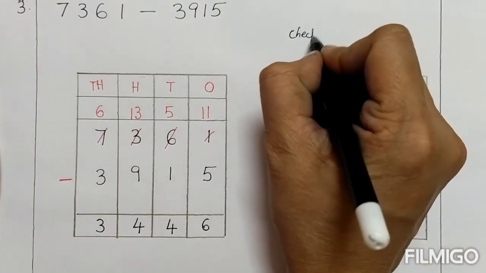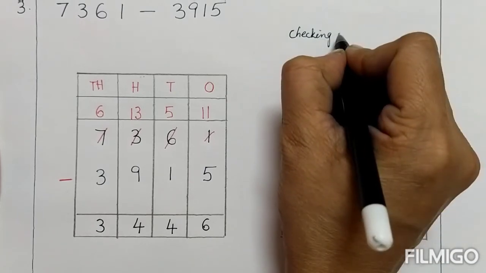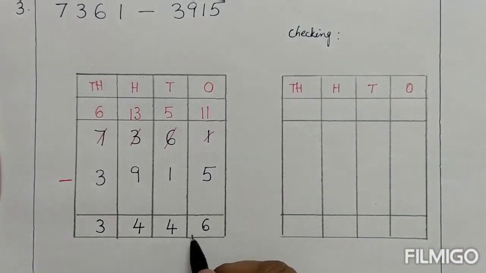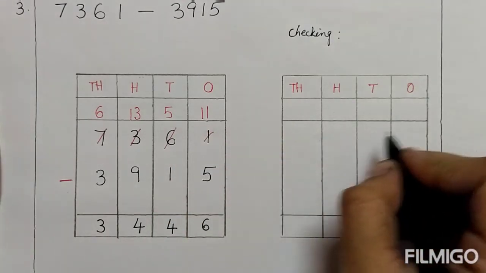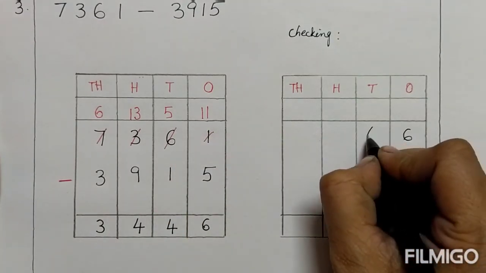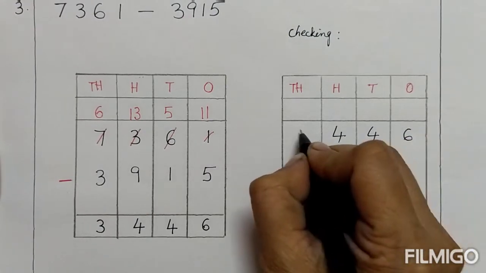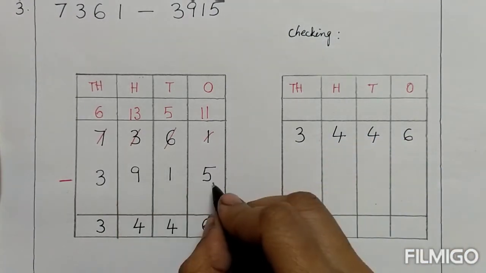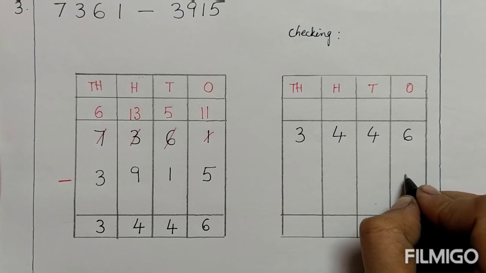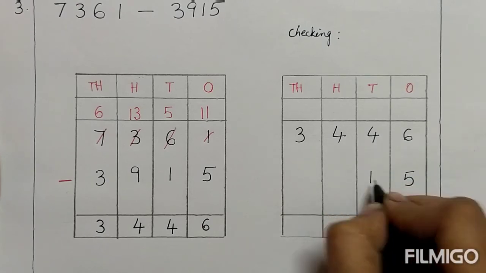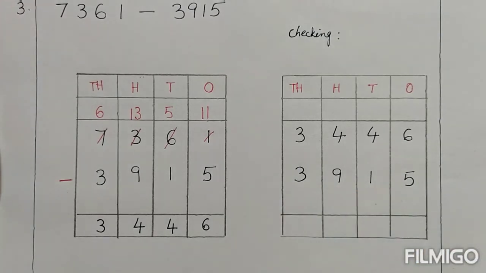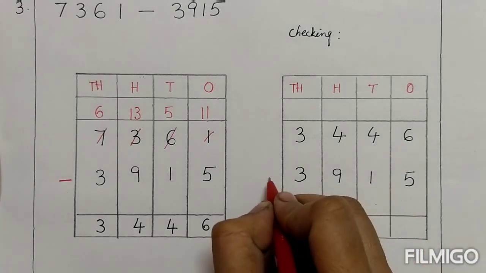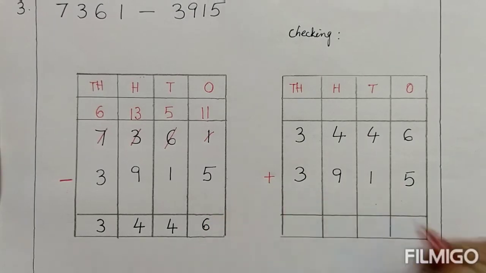And for checking now, we have to take the difference of these two numbers according to the place values and the second number. What is your second number? Yes. Now what we have to do, children? Addition.